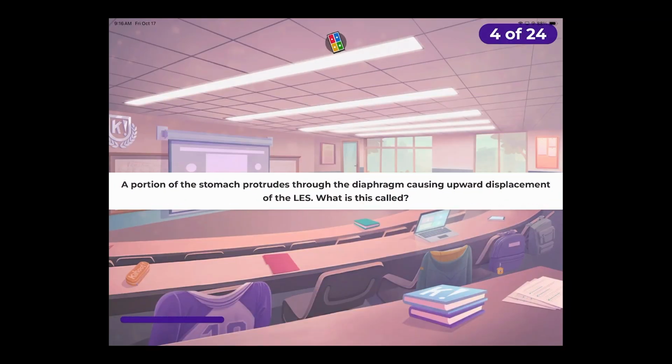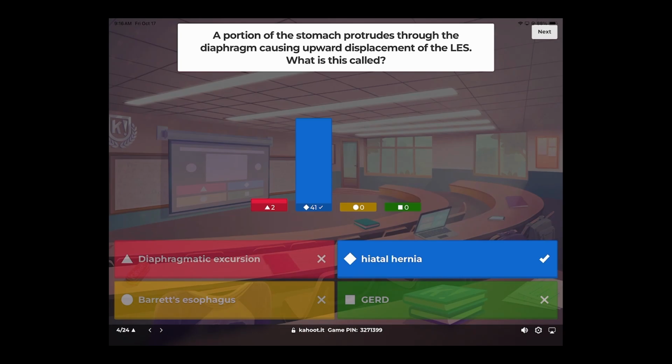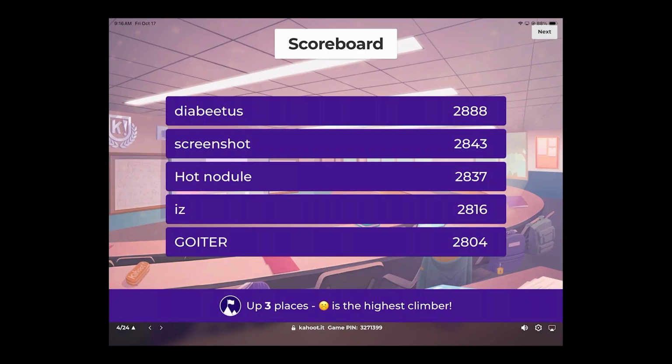So a portion of the stomach protrudes through the diaphragm, causing upward displacement of the lower esophageal sphincter. What's that called? There's your diaphragmatic excursion. The only time you'll ever see that in a question, probably. I'm just kidding, but it's around. Hiatal hernia, very good. Remember that the opening part of the stomach pops up.